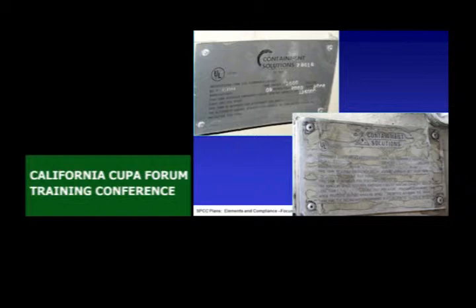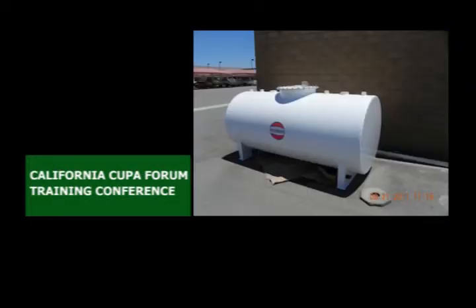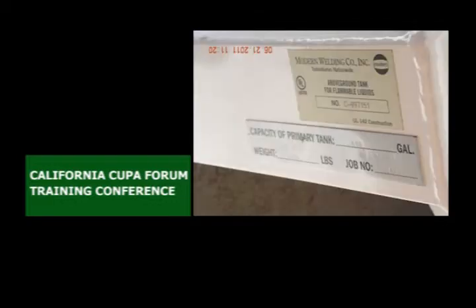UL 142 tanks, single or double walled? Both. Right? Single or double walled? I don't know. Let me look at that. Notice how this is upside down. I'm bent way over the tank. Look. Single or double wall tank? Single. Or does it say the capacity of the secondary tank is? It's a single wall tank.